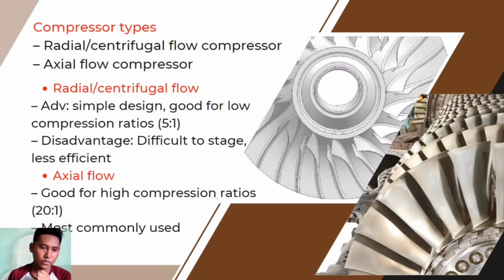Axial flow is good for high compression ratios of 20:1 and it is most commonly used.